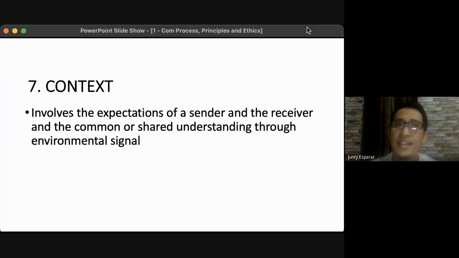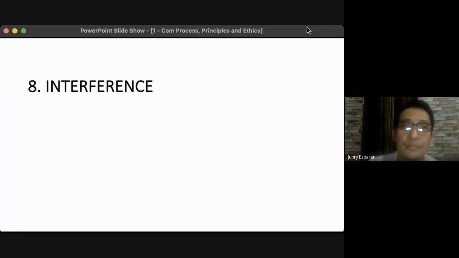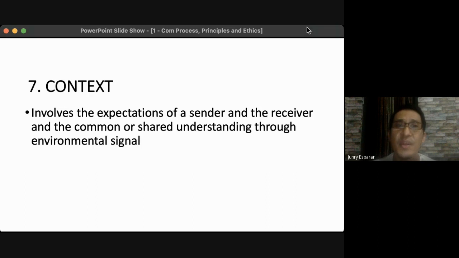What is the context? It involves the expectations of a sender and a receiver and a common or shared understanding through environmental signal. So when you talk about context, it's very important that the sender and the receiver have common or shared understanding about something. For example, if I would send you congratulations, probably you would say, what is Sir Esparar congratulating me for? Right? It's because you don't have the context of what I'm saying. Okay?